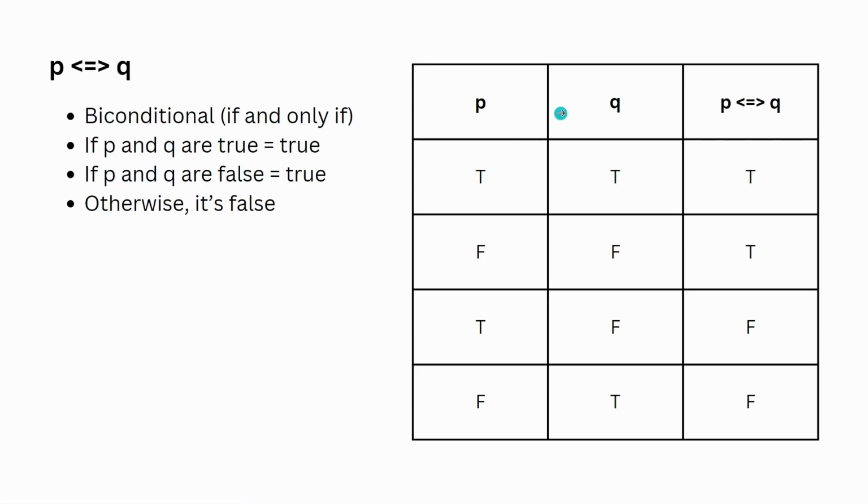Next we have biconditional. If P and Q are true, it will be true. If P and Q are false, it will still be true. However, if they are different from one another, it will be false. So here we have P is true and Q is also true, it will be true. P is false and Q is false, it will still be true. However, P is true and Q is false, it will be false. Same thing if P is false and Q is true, it will still be false.